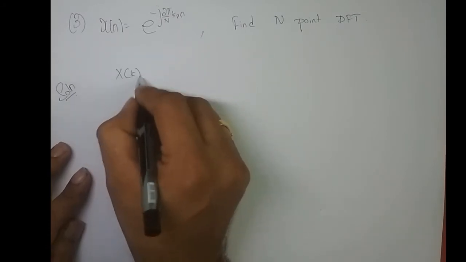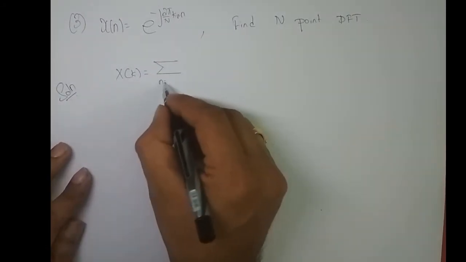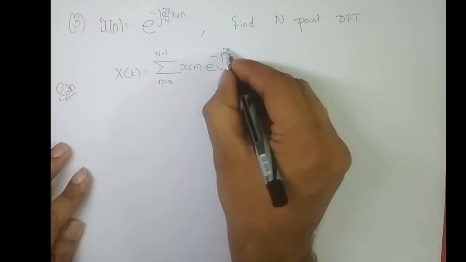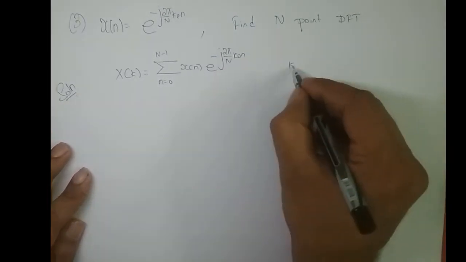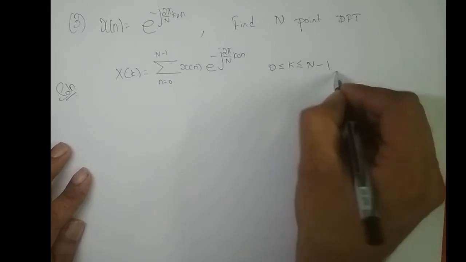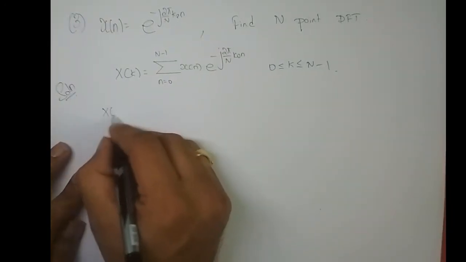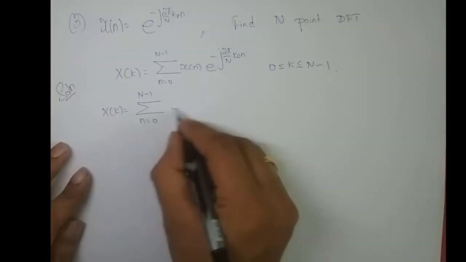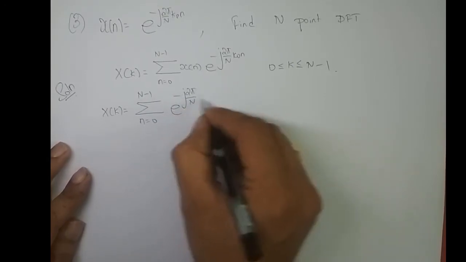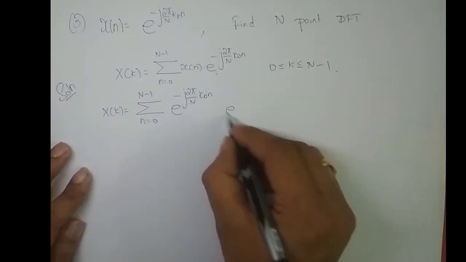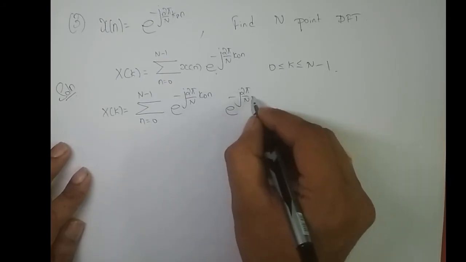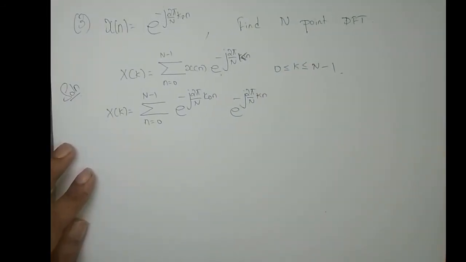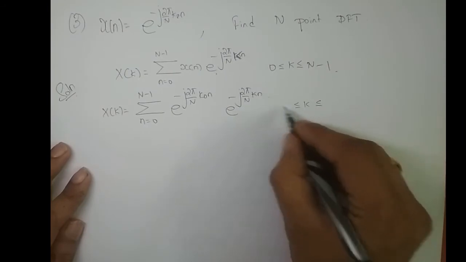X of k is equal to, what is the formula? Summation n varying from 0 to N minus 1 x of n e power minus j 2 pi by N into kn, where k is varying from 0 to N minus 1. So X of k is equal to summation n varying from 0 to N minus 1. What is x of n? x of n is e power minus j 2 pi by N into k naught into n, and the left out term is e power minus j 2 pi by N into, okay, this is k, I'm sorry, k into n, where k is varying from 0 to N minus 1.